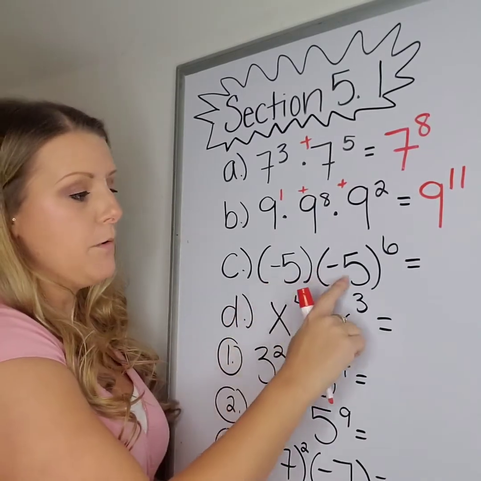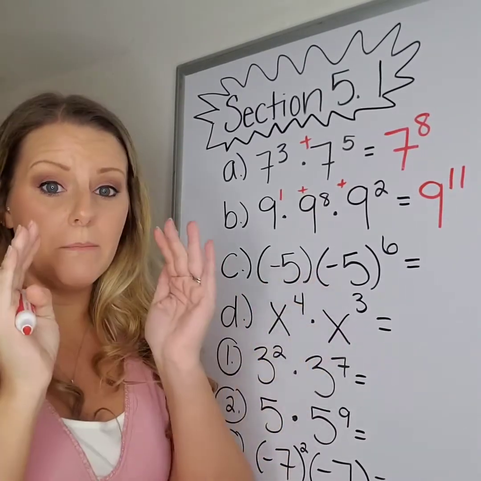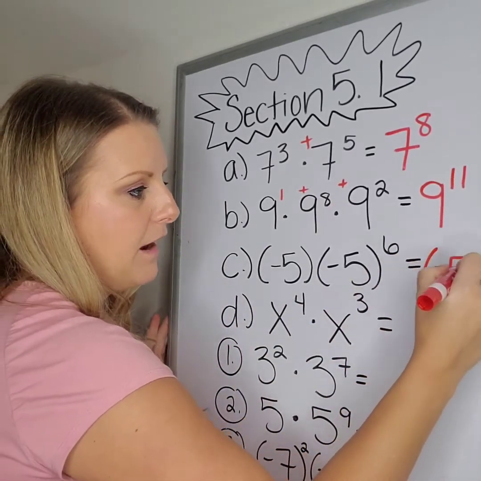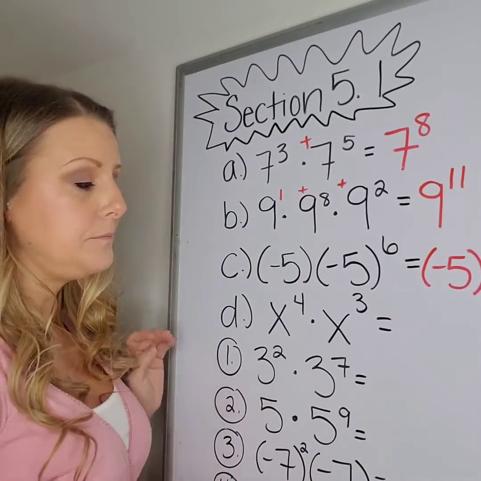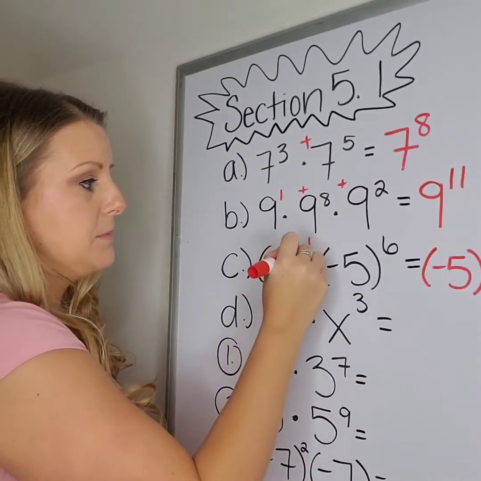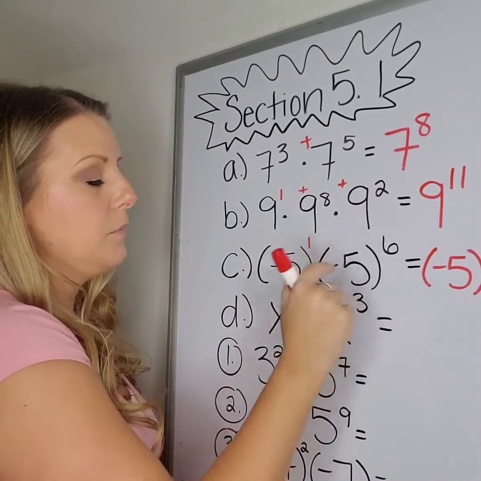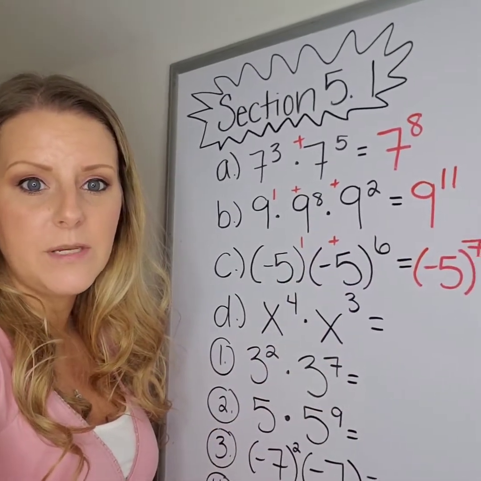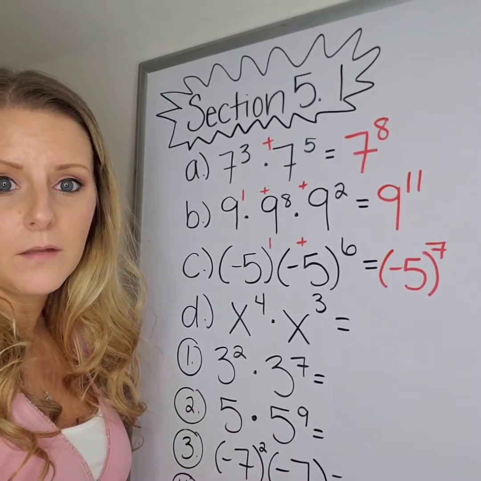It works the same way when you have negatives. Just remember, when the negatives are wrapped in parentheses, you keep the -5 wrapped in parentheses. And then again, it's missing the 1 here. So 1 plus 6 is 7. I don't think you can see. Let me turn that a little bit so you can see that.